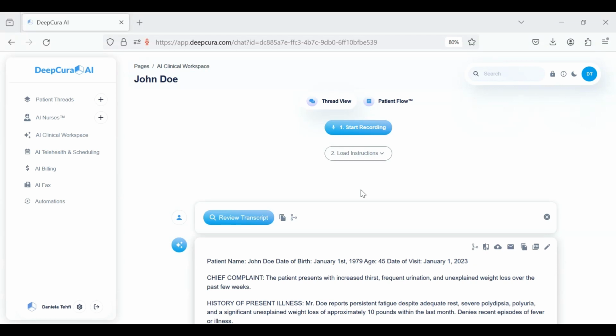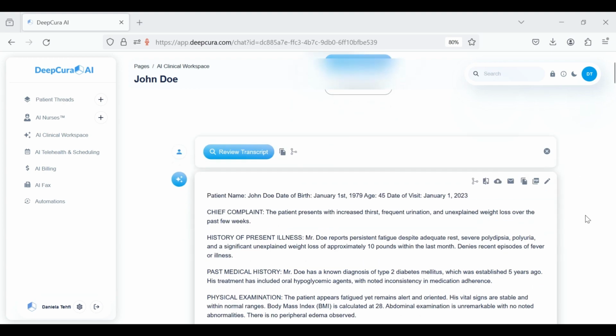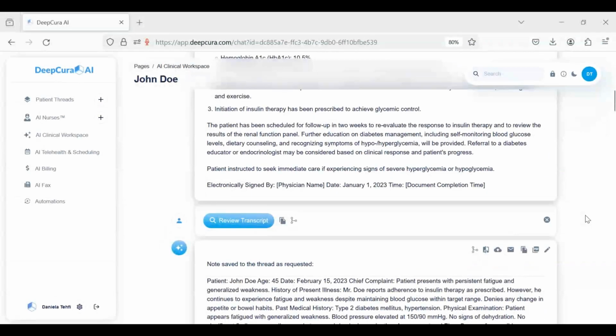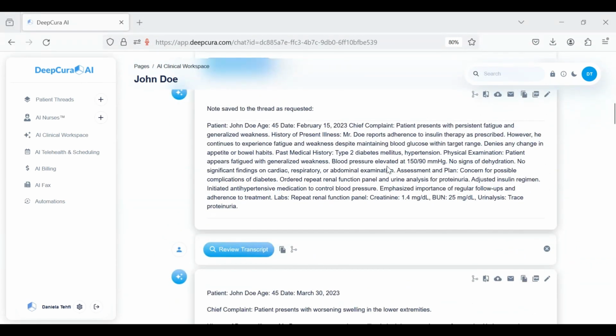In this video, we're going to talk about 2 Deep Cura actions that allow you to visualize your patient data. So what am I talking about? Specifically, right now, you can make both Gantt charts and mind maps out of your patient notes.